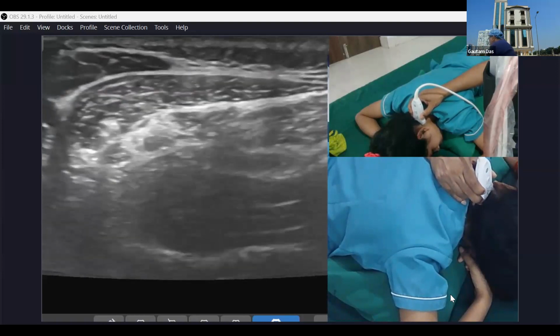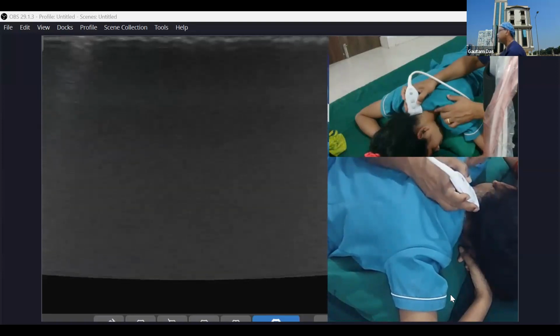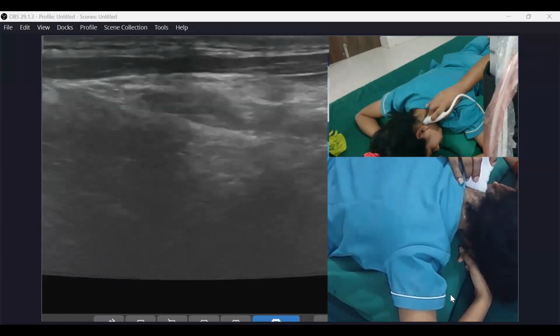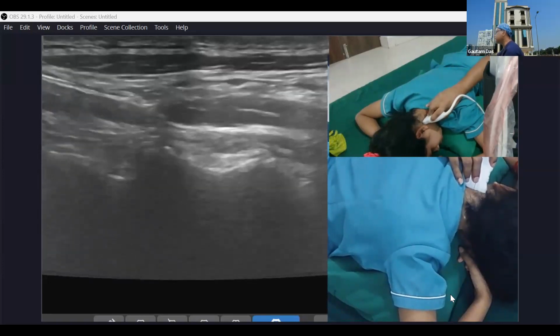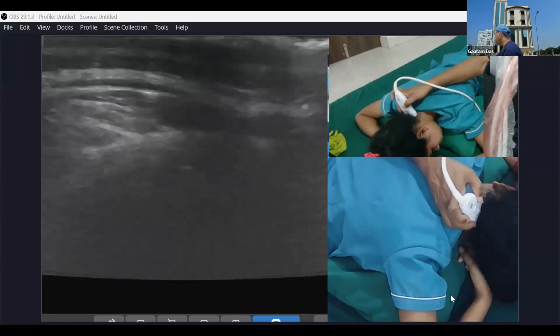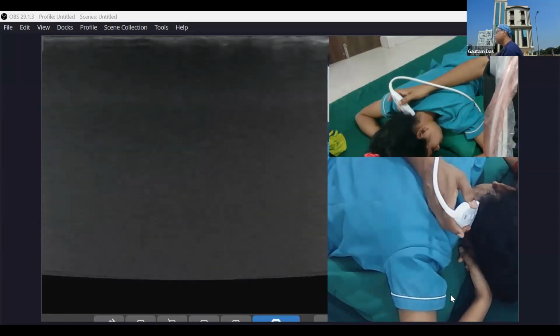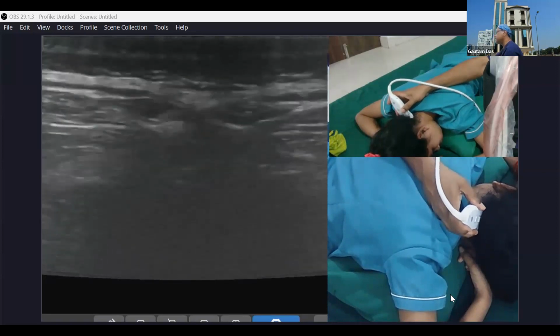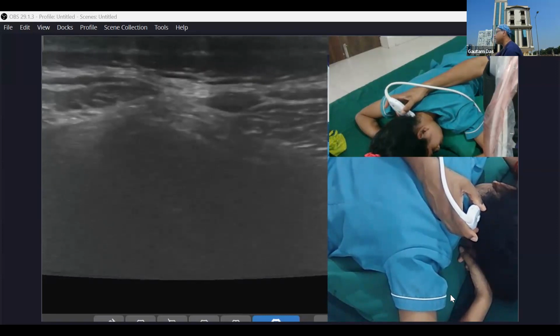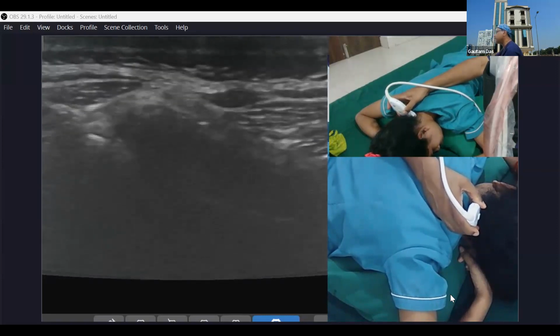Okay, so now I'll be going to the... Sir, how to locate the C2 vertebra? The C2 vertebra spinous process, two things. The most important is that it is the first bifid spinous process. So if I'm starting from here, you just go on looking. Some superficial bony projection will be coming. So that is your C2 vertebra.